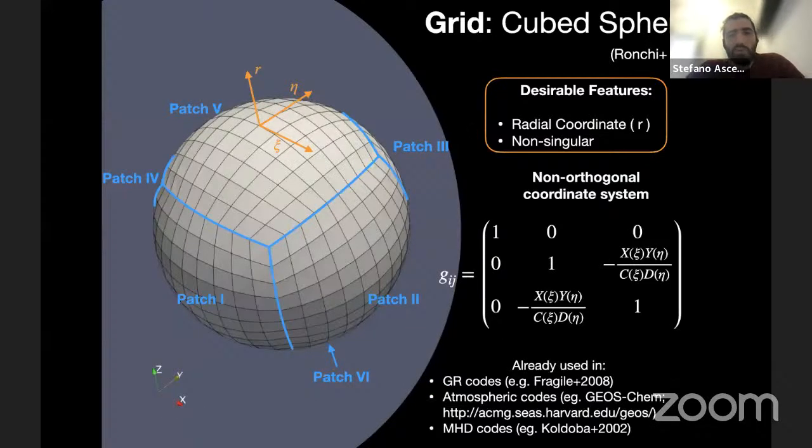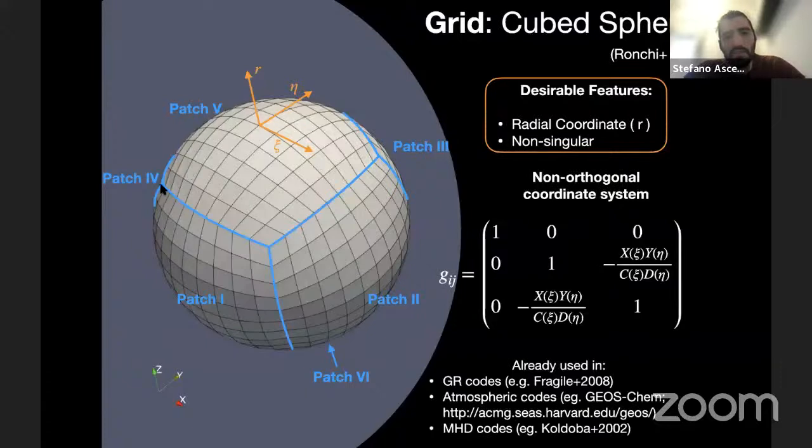And I want to spend a few words about the grids that we use, because this grid is really particular. We use a grid called the cube sphere grid that was presented in this paper by Ronchi and collaborators in 1996. Basically, this grid is formed by 3 coordinates, 1 radial coordinate and 2 angular coordinates, and the constant spherical surfaces are basically constructed like this.